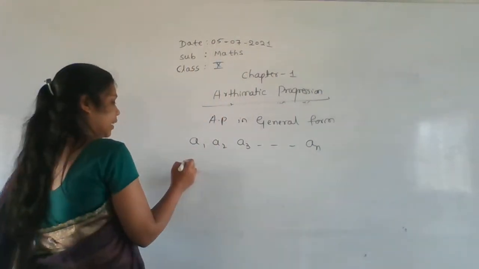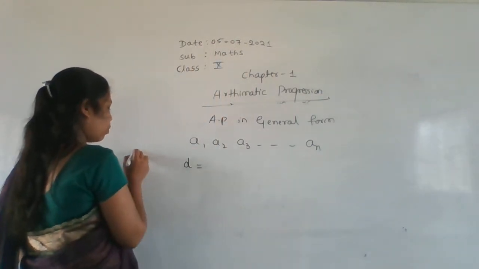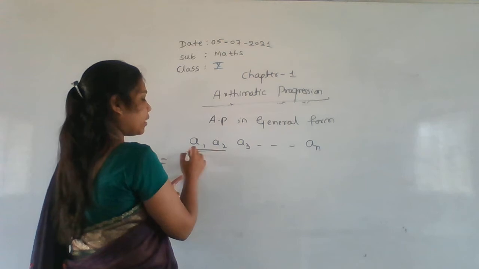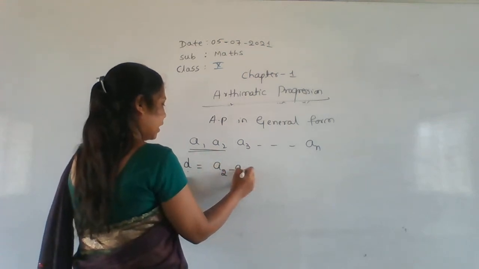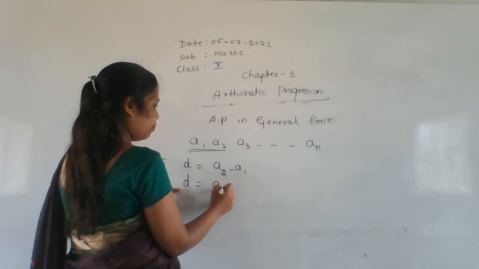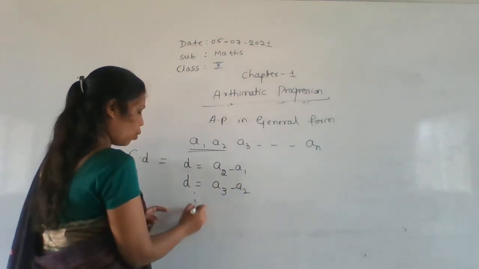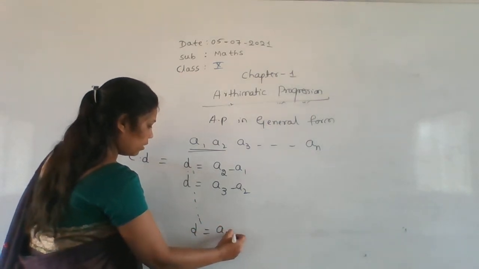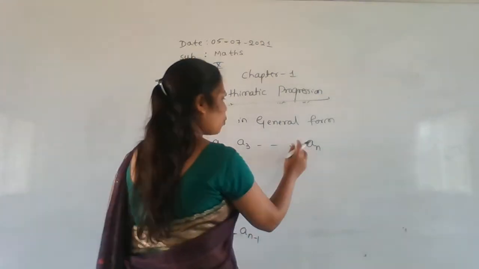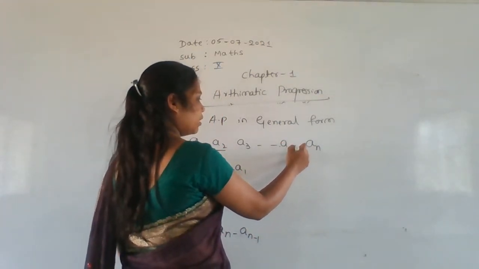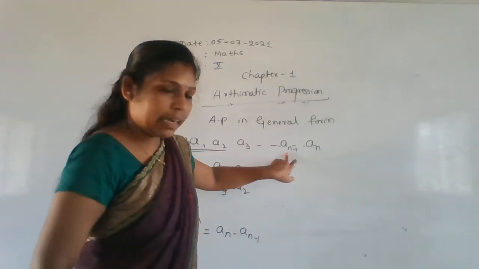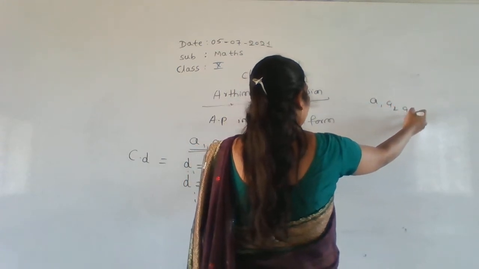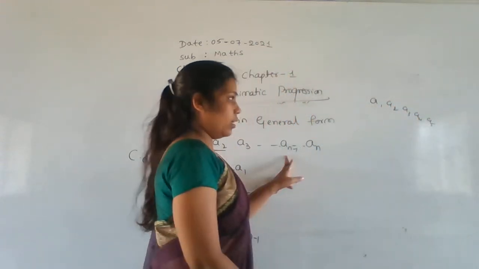And d is the difference here. This is nothing but the common difference, denoted by small d. So how to get the common difference here? d is equal to A2 minus A1, and d is equal to A3 minus A2, and so on. In general, this is d. In general, what can we write here? AN minus A(N-1). Before this term, we will get A(N-1). Because in general, if the terms are up to the fifth term, it is AN.